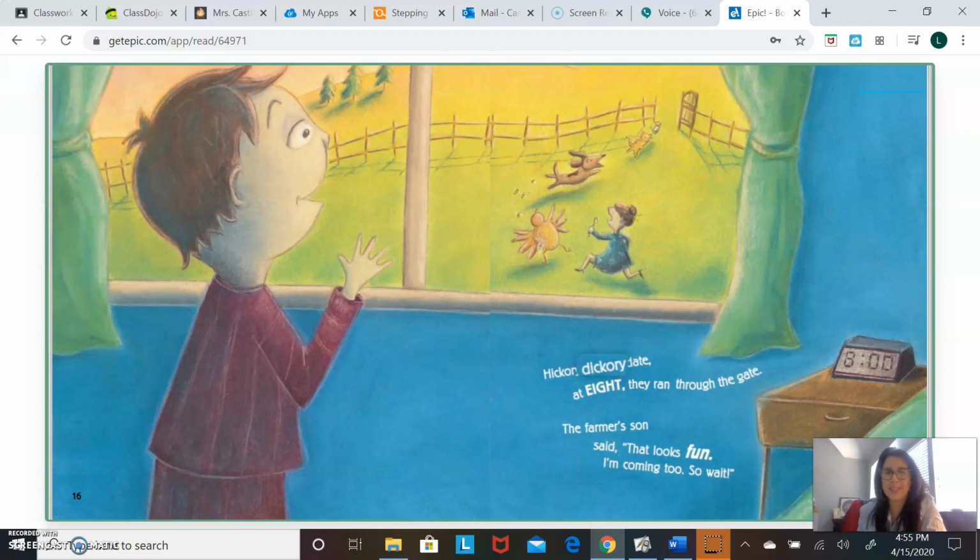Hickory dickory date, at 8 they ran through the gate. Their farmer's son said, "That looks fun, I'm coming too, so wait." I heard date, 8, gate, wait. They all have the 8 sound in the middle and the end of the words.